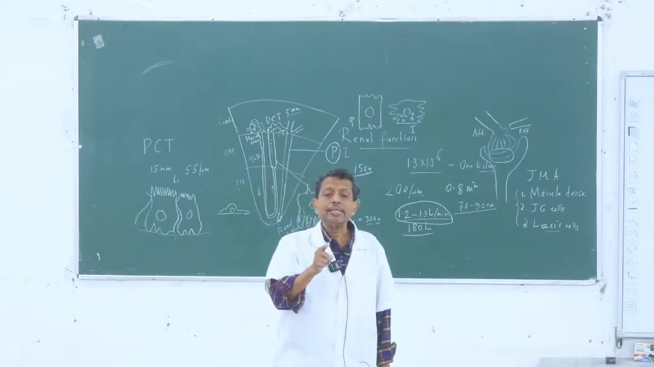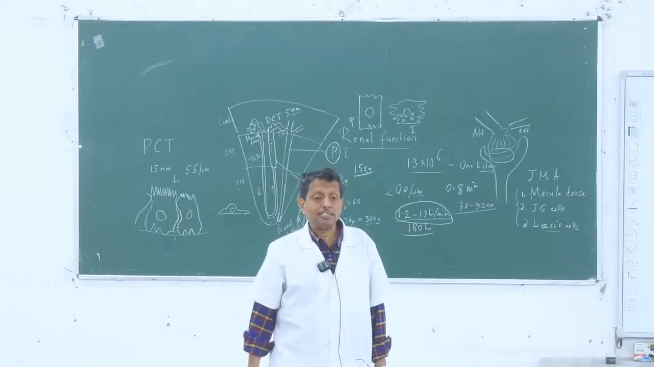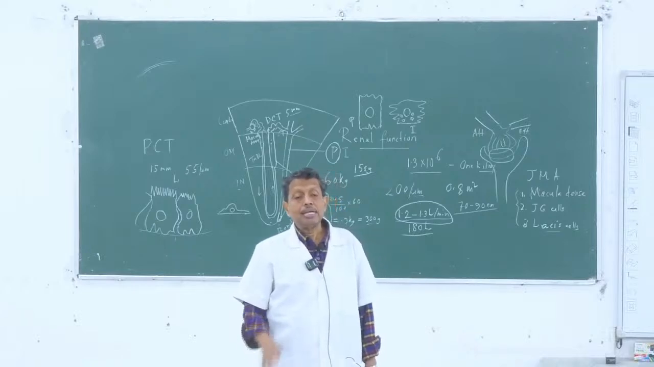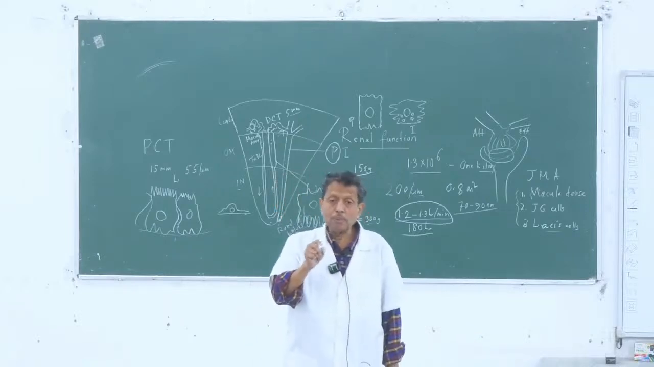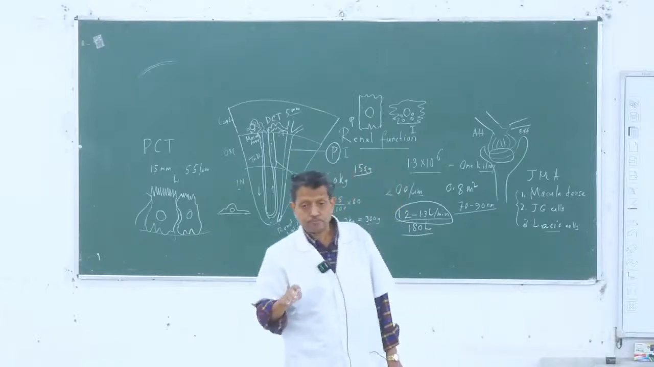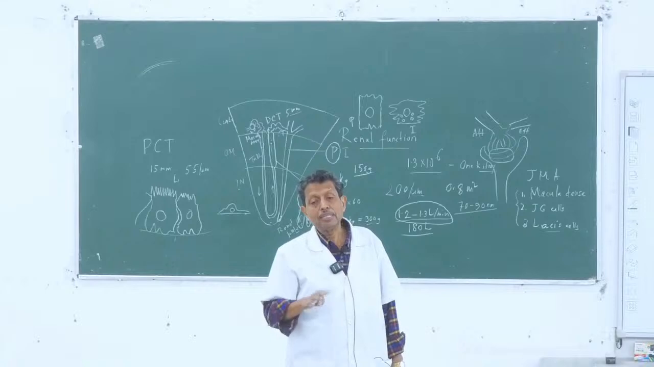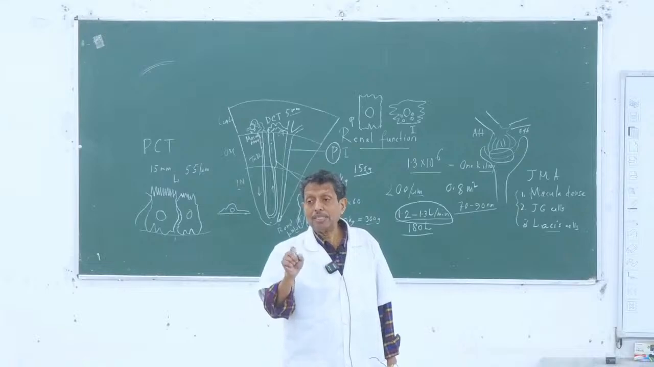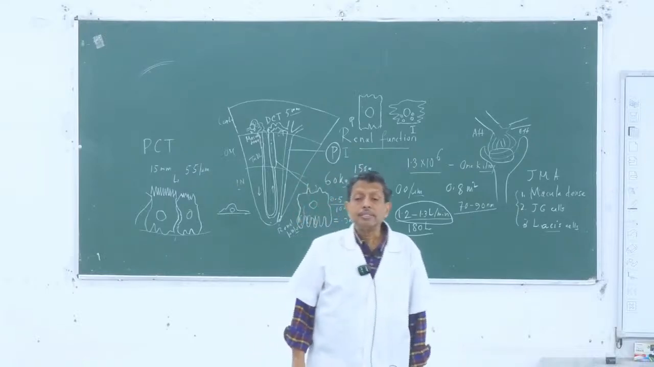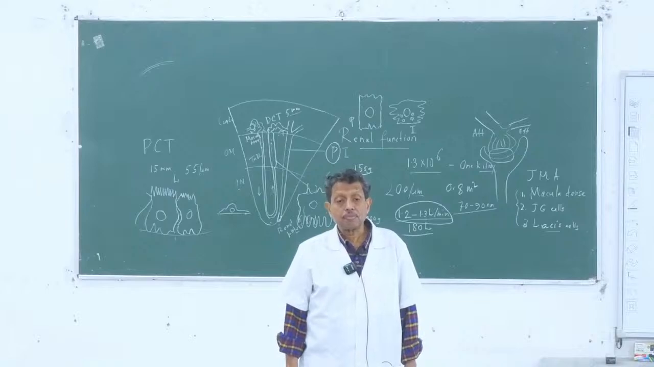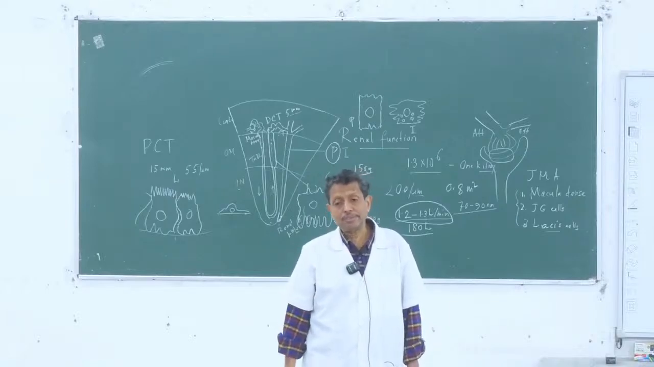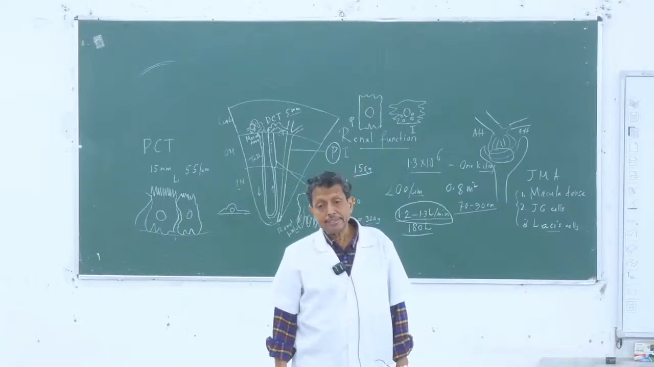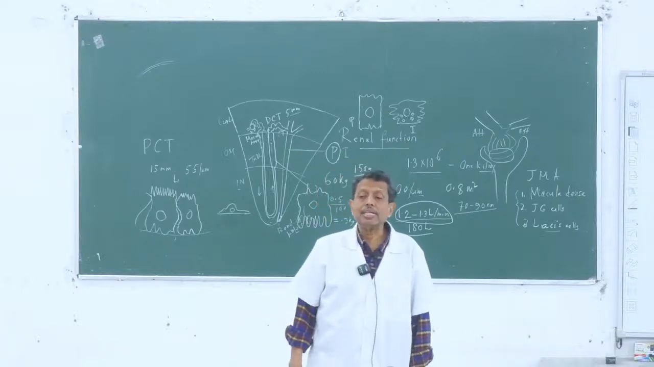The efferent arteriole then divides into peritubular capillaries. They supply not only its own nephron but also neighboring nephrons and tubules. Peritubular capillaries drain into the interlobular vein, both in cortical and juxtamedullary nephrons, and then into the arcuate vein, then interlobar vein, and ultimately into the renal vein.